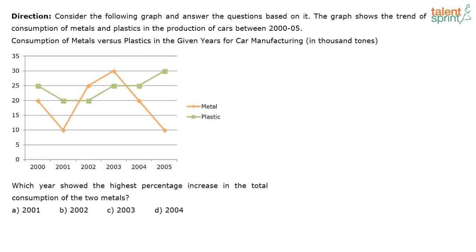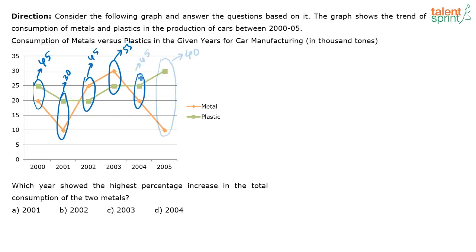Next one. Which year showed the highest percentage increase in the total consumption of the two metals? So again the values that we found out in the previous case, that's going to be really helpful here. See this, when we added we got 45, here it is 30, here it is again 45, 55. See, if you look at the option itself, which year shall show the highest percentage increase in total consumption of the two metals. So basically compared to the previous year, there has to be a really high increase in percentage.